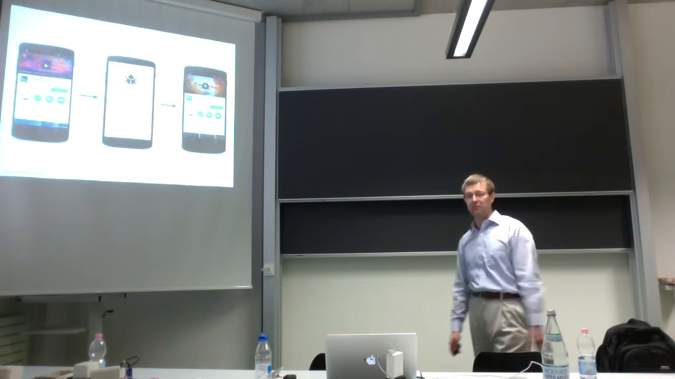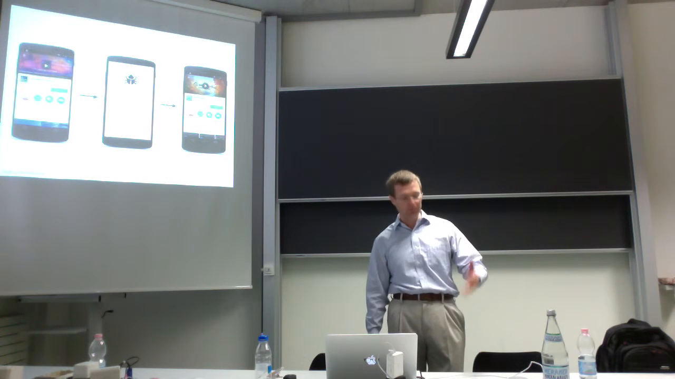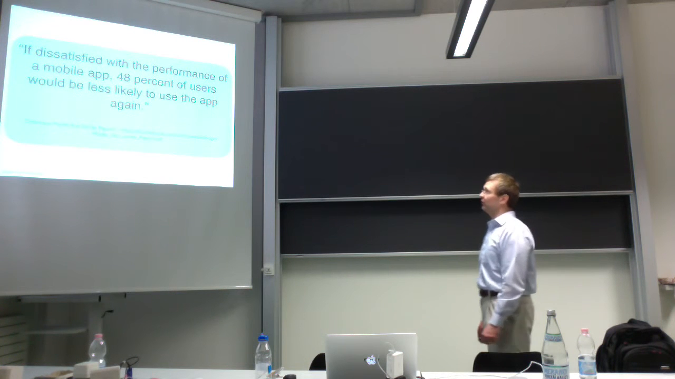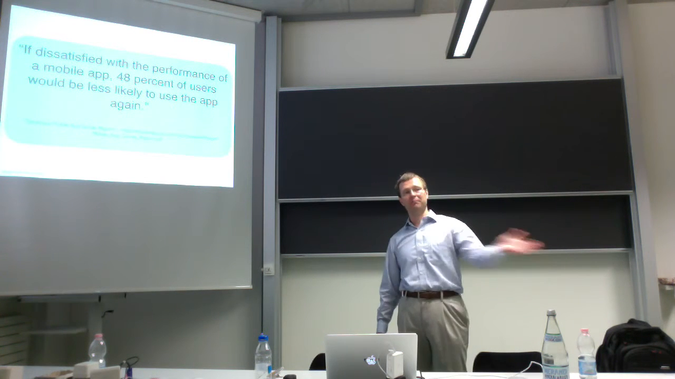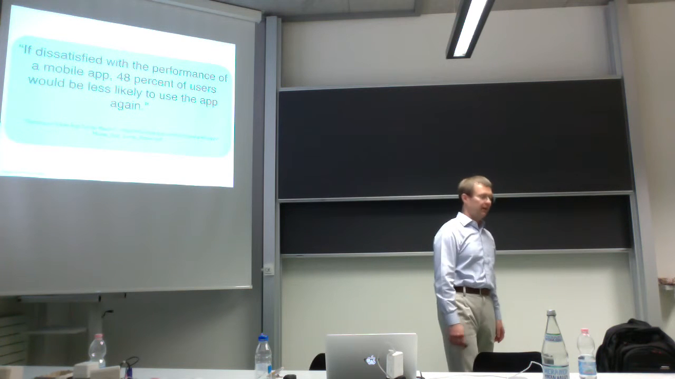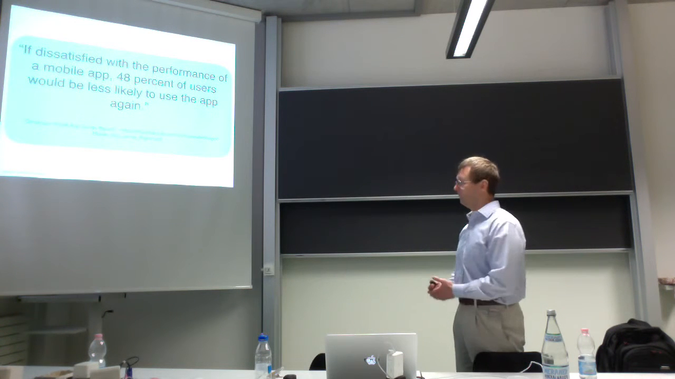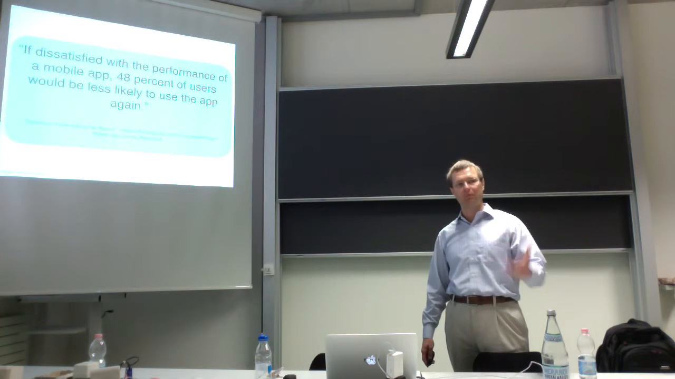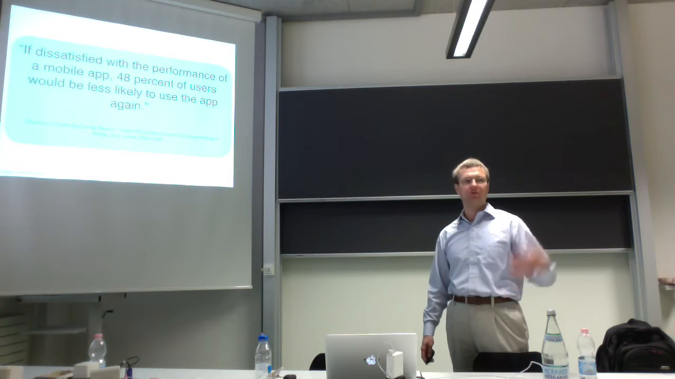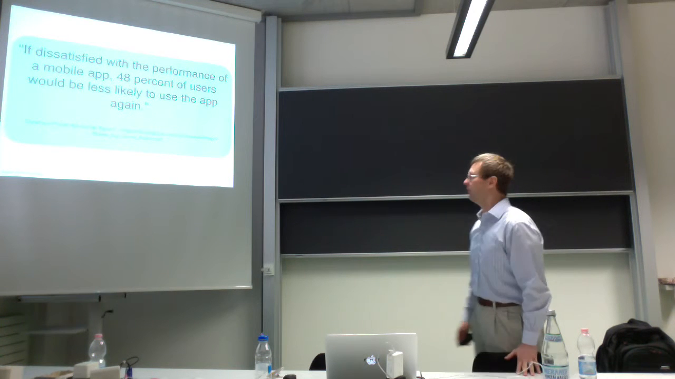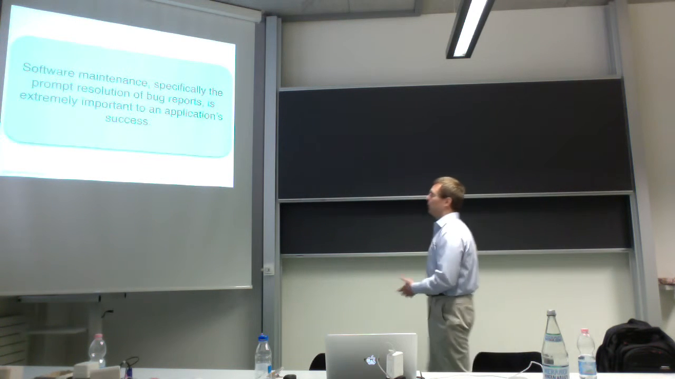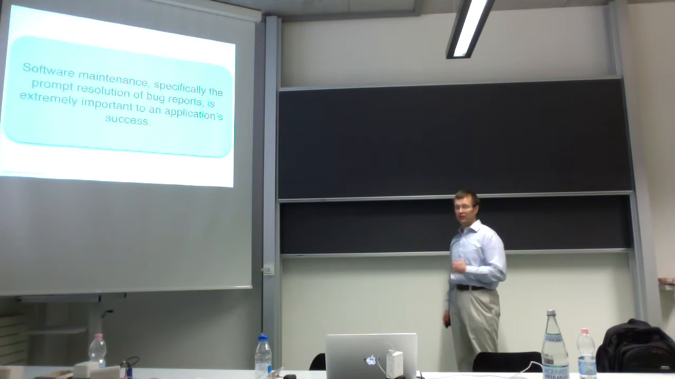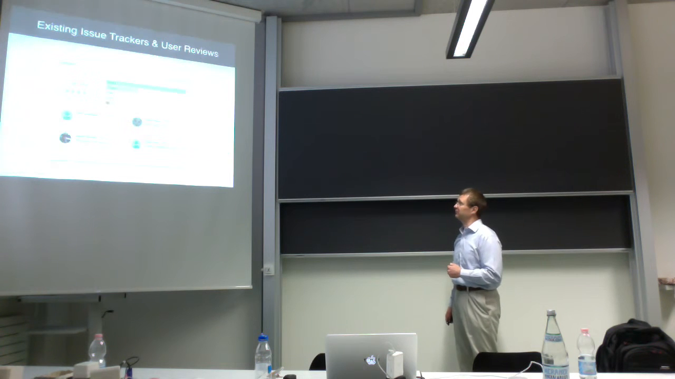But in order to address these kinds of problems, we, of course, need to be able to reproduce these problems, right? And if you ever looked into bug reports, and in particular bug reports for mobile applications, you will see that those bug reports have many problems when it comes to reproducibility, right? Imagine explaining complex gestures in natural language, right? So obviously, this is a very big problem. However, we need prompt resolution of bug reports, and it is extremely important for application success.